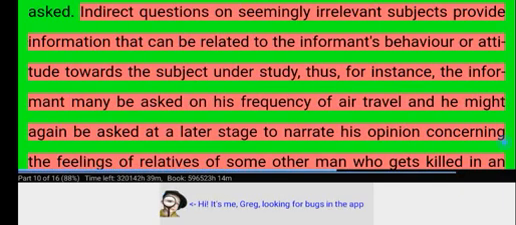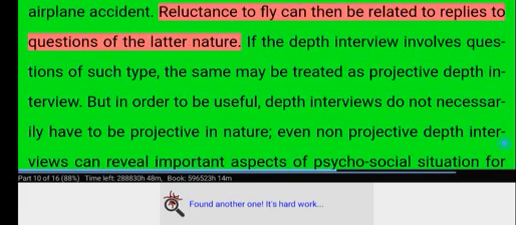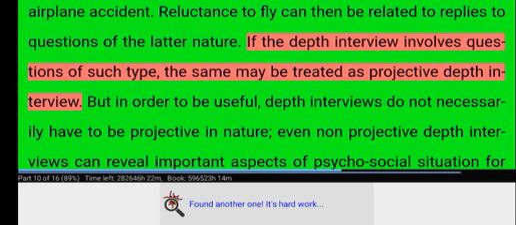Indirect questions on seemingly irrelevant subjects provide information that can be related to the informant's behavior or attitude towards the subject under study. Thus, for instance, the informant may be asked about his frequency of air travel, and he might again be asked at a later stage to narrate his opinion concerning the feelings of relatives of some other man who gets killed in an airplane accident. Reluctance to fly can then be related to replies to questions of the latter nature. If the depth interview involves questions of such type, the same may be treated as projective depth interview.